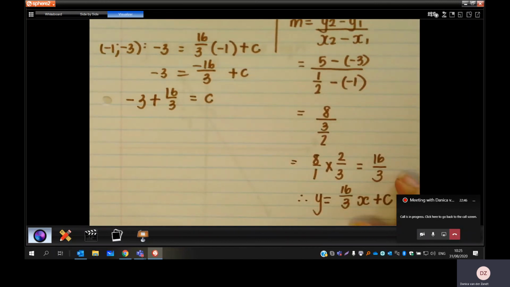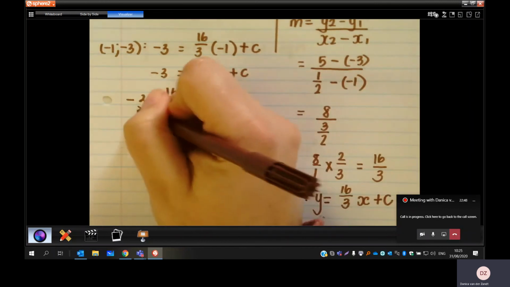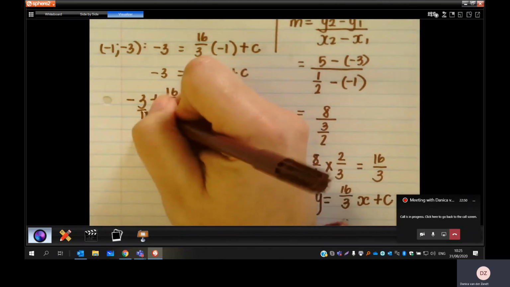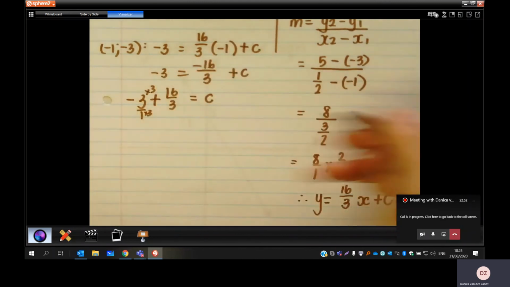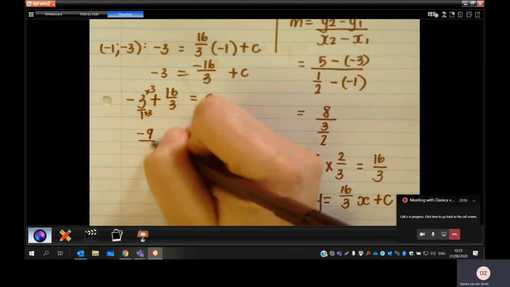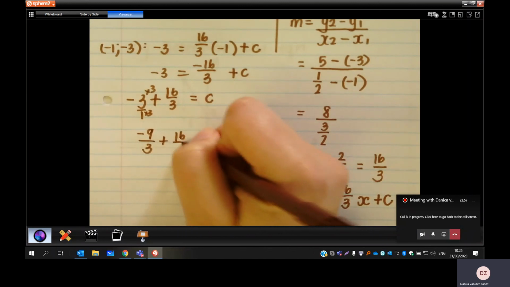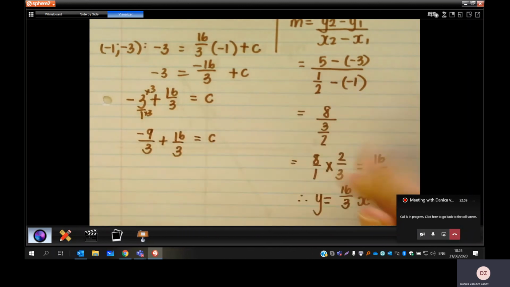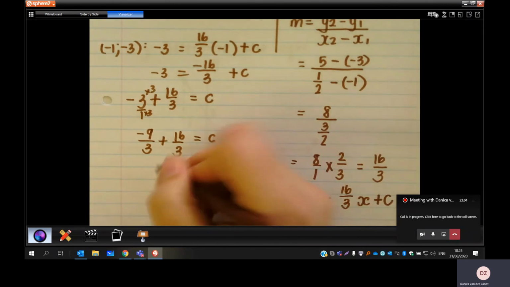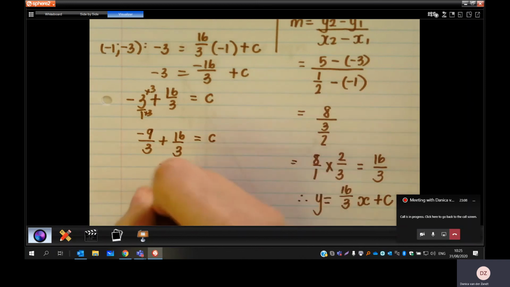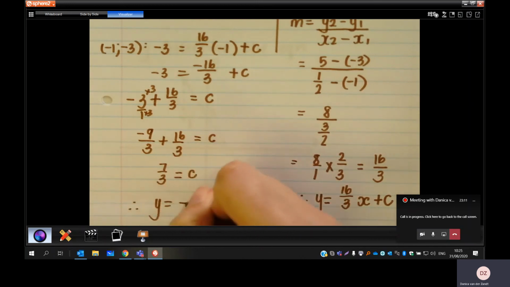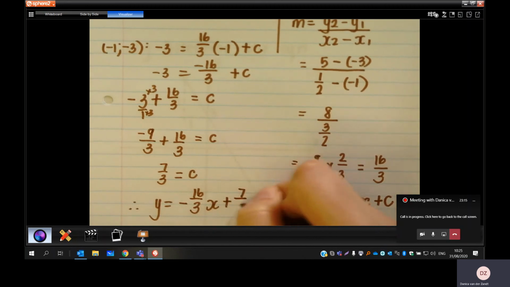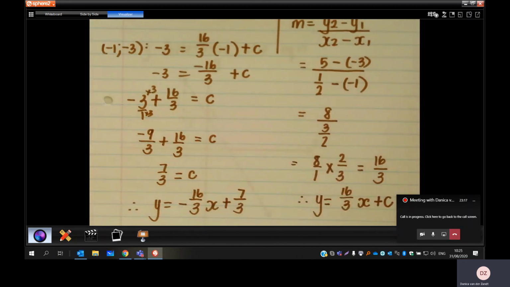Now, if I wanted to practice my fractions, I would give it over 1 times 3 to get the same denominator. So I would have -9/3 plus 16/3 equals c. -9 plus 16 should give me 7/3. Therefore, y equals 16/3 x plus 7/3.